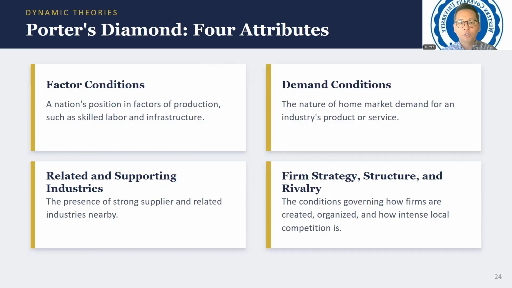Fourth, firm strategy, structure, and rivalry. This describes how companies are organized and, importantly, how intense local competition is. Porter found that fierce domestic competition often makes companies stronger and more competitive globally. Together, these four attributes form the diamond, and Porter argued that strong nations tend to have strength across all four points at once.